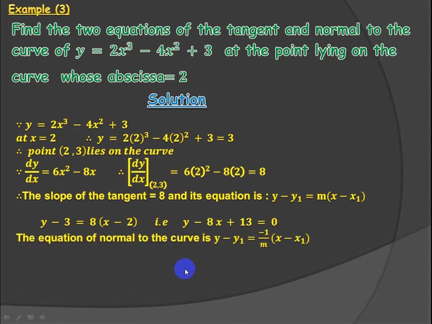The equation of the normal to the curve is y minus y1 equals negative 1 over m times (x minus x1). y minus 3 equals negative 1 over 8 times (x minus 2). After simplifying it, the equation will take the form 8y plus x minus 26 equals 0. Example number 4.